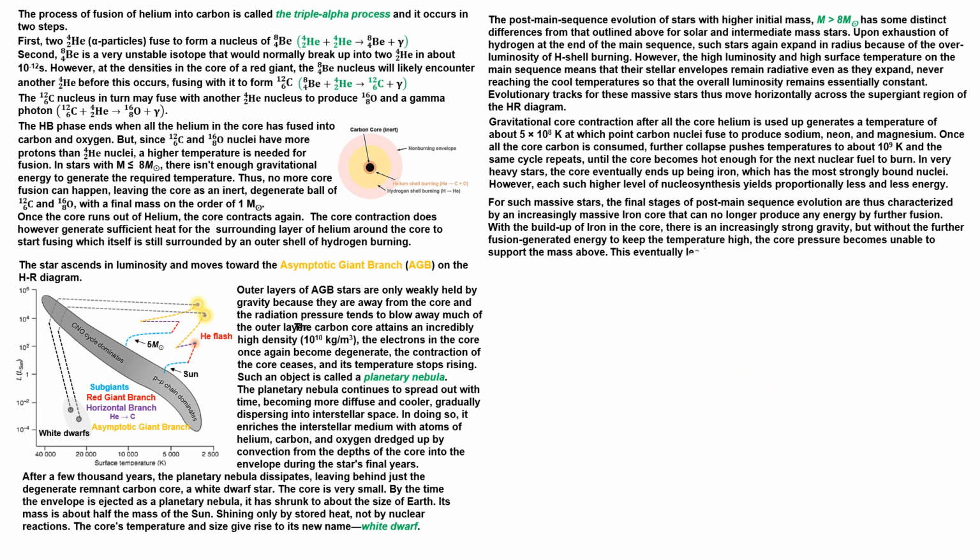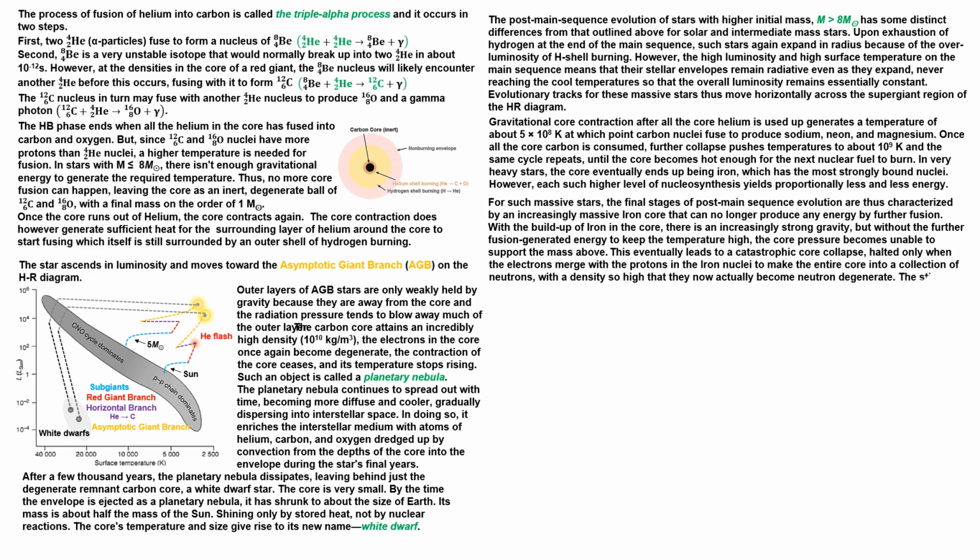This eventually leads to a catastrophic core collapse, halted only when the electrons merge with the protons in the iron nuclei to make the entire core into a collection of neutrons, with a density so high that they now actually become neutron-degenerate. The stiffness of this neutron-degenerate core leads to a rebound in the collapse.